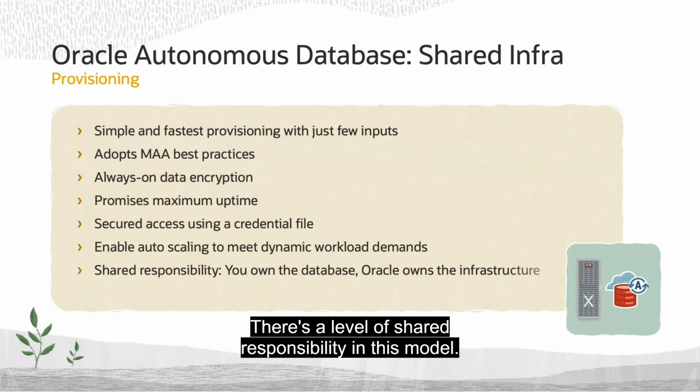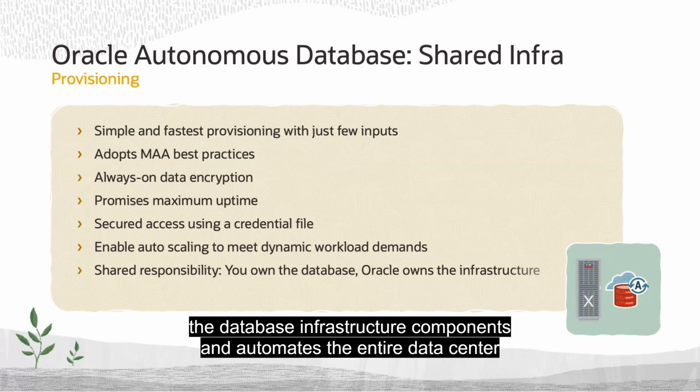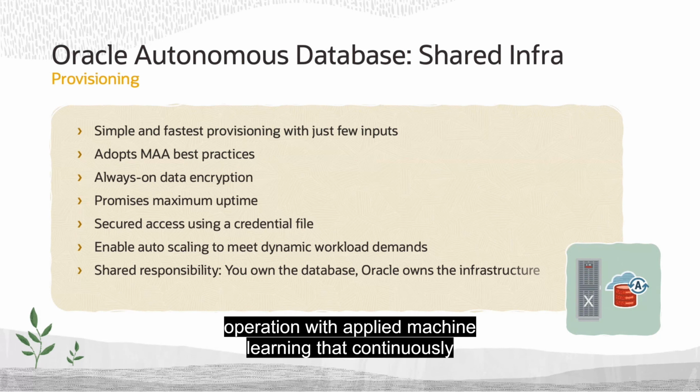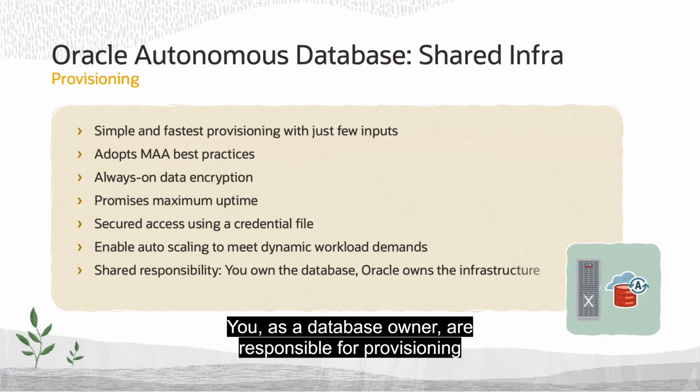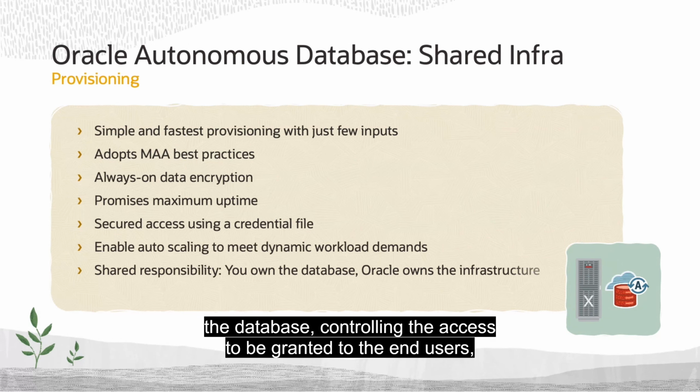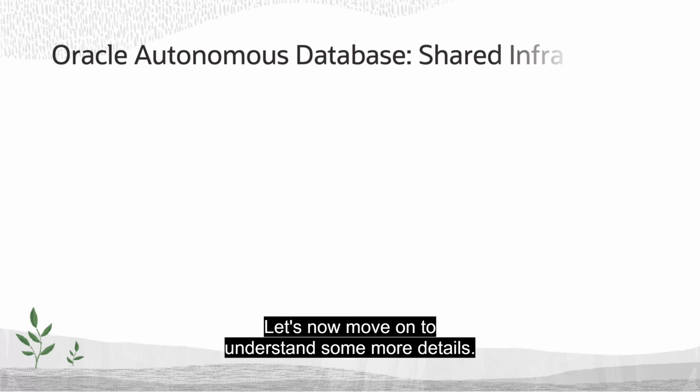There is a level of shared responsibility in this model. Oracle is responsible for provisioning and managing the database infrastructure components and automates the entire data center operation with applied machine learning that continuously monitors the components for any faults and performs quick issue resolution. You, as a database owner, are responsible for provisioning the database, controlling the access to be granted to the end users, and managing your application data and application users. Let's now move on to understand some more details.